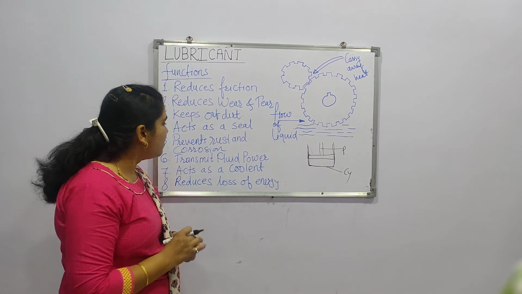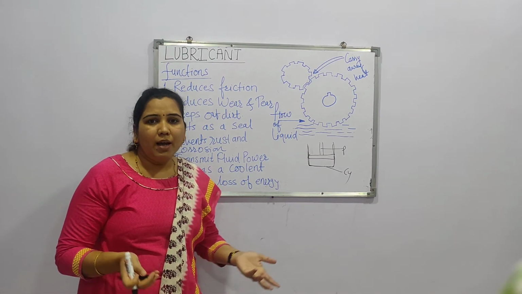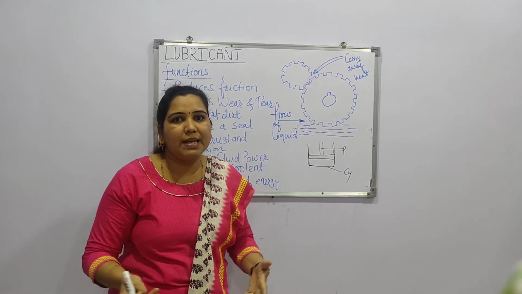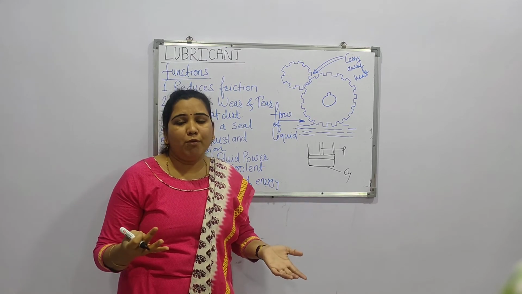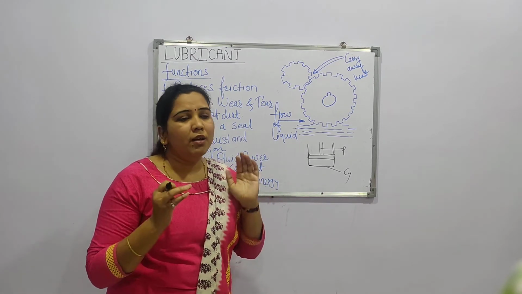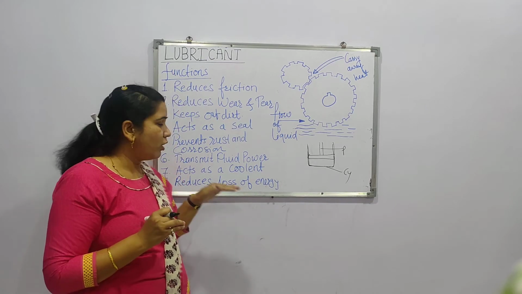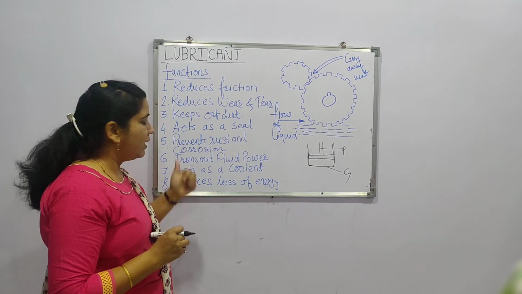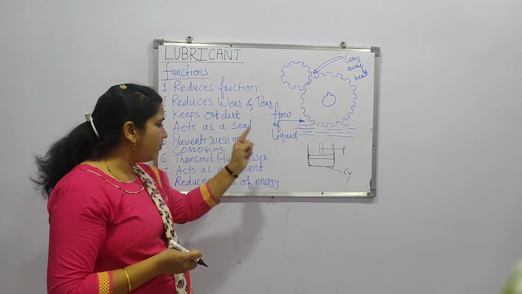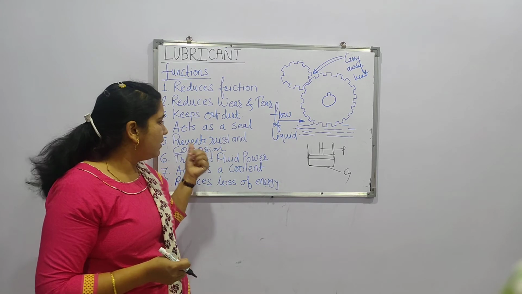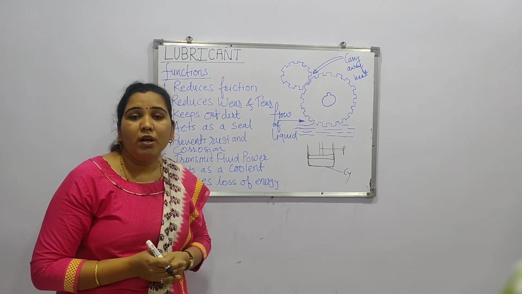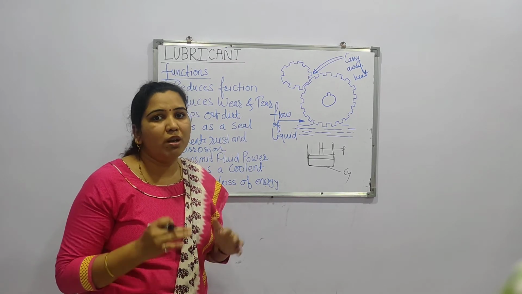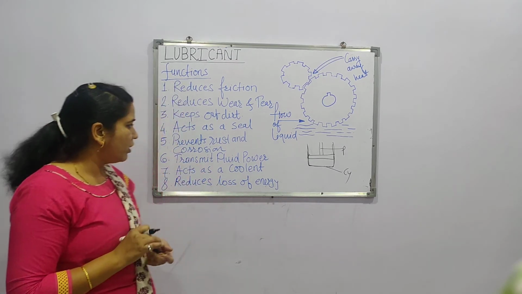Now next, it prevents rust and corrosion. Obviously, as there is no entry for external things, that is gases or any liquid or any type of molecules, it reduces friction, and it reduces rust, that is the formation of corrosion products, as well as the corrosion. Due to this function of the lubricant, that it prevents rust and corrosion, it minimizes the maintenance as well as the running cost of a lot of machineries. So it is a very important function.